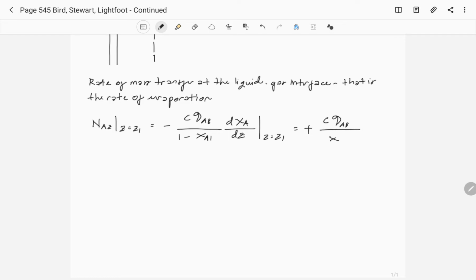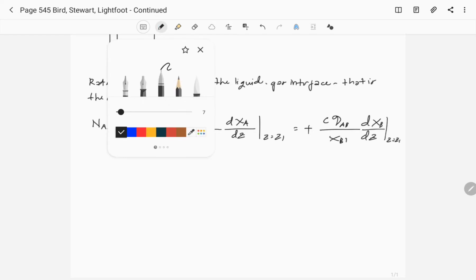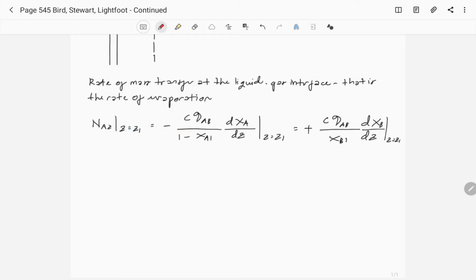DAB over XB1, dXB over dZ at Z equals Z1. Then you will have a question as to why the sign in here is opposite, where here we have dXA over dZ and here dXB over dZ.